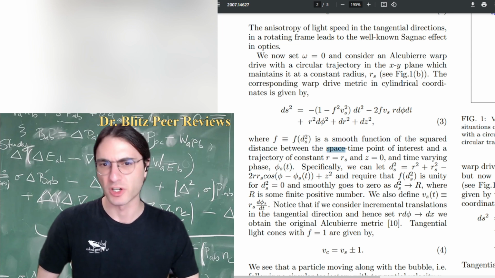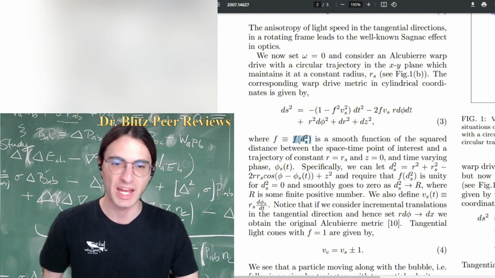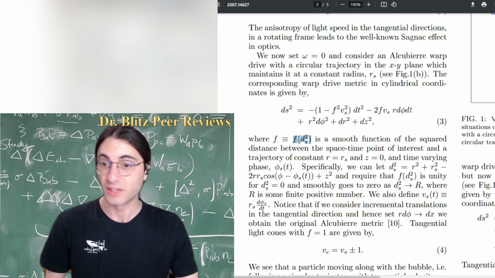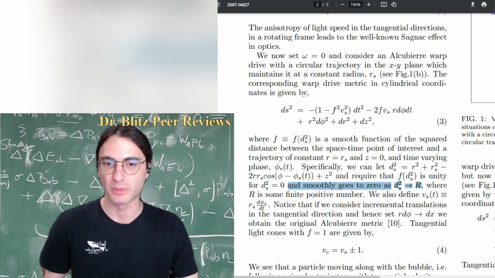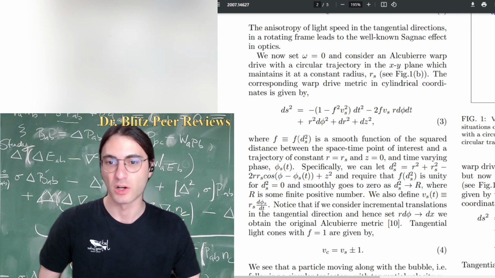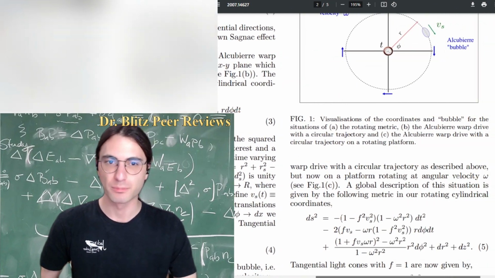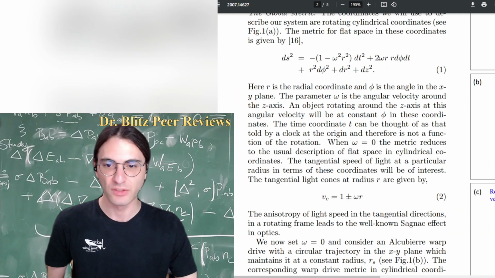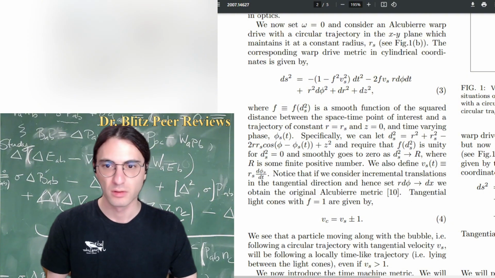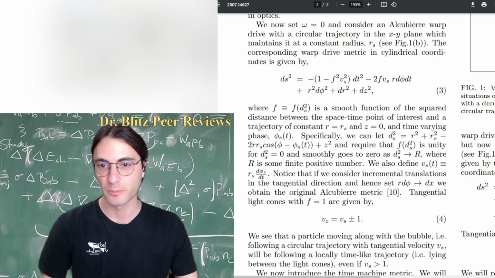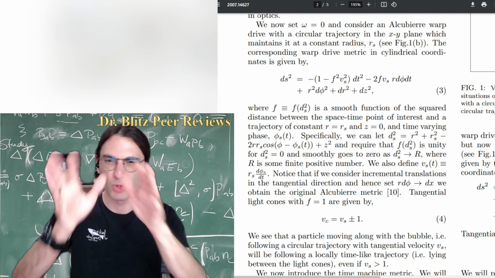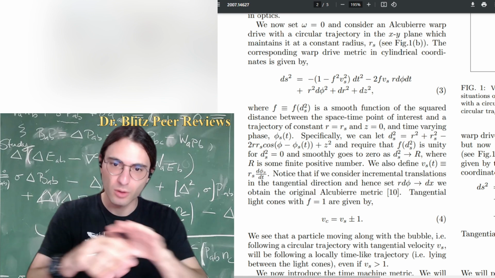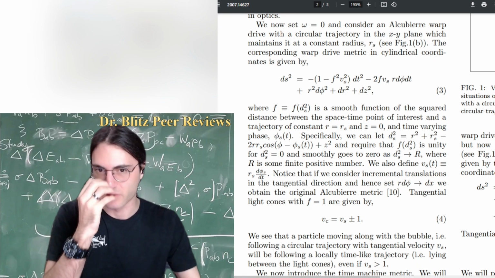So this is a smooth function. They're just defining it this way. And then they just require that f of d_s squared is 1 when d_s squared is 0, and it smoothly goes to 0 as d_s squared goes to R, where R is some finite positive number. So basically f is just some sort of smoothing function that is 1 when d_s squared is 0, and it goes to 0 when d_s squared is some positive number.